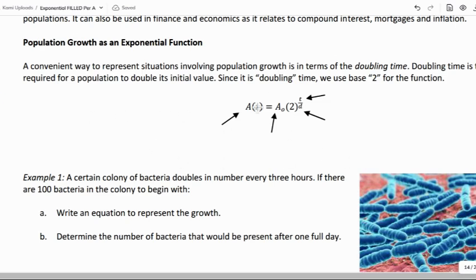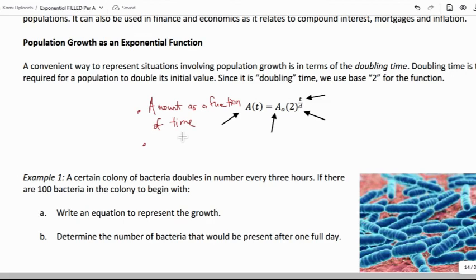So let's look at this equation and understand what each of these variables represents. The A of t, A stands for amount as a function of time, right? This is not A times t. This is the amount as a function of time.